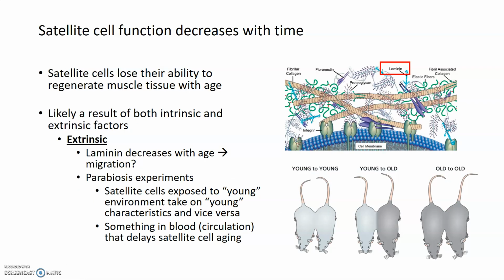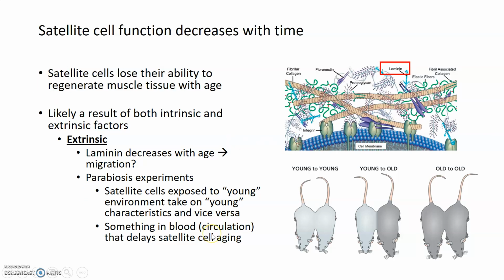In terms of extrinsic or external factors that might decrease satellite cell function, there is evidence that laminin, one of the main components of the extracellular matrix, decreases with age. As we spoke about in the previous lecture, satellite cells require laminin in order to migrate to the correct location, to find the sites of injury where they need to repair muscle cells. So it's possible that this decrease in laminin can affect satellite cell migration and therefore affect their function.